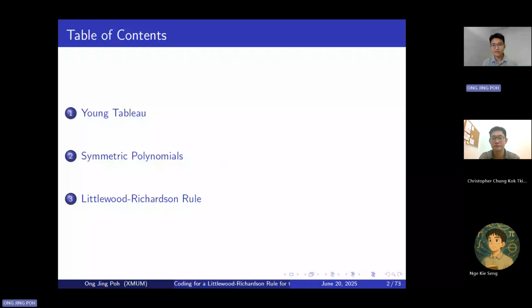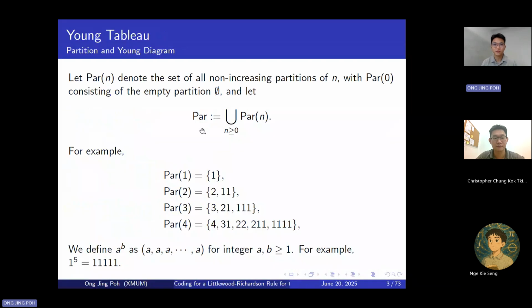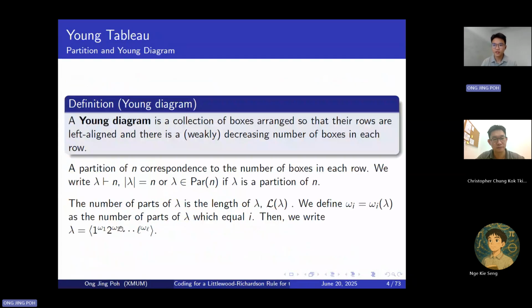And I will quickly recap some definitions that have been presented during the midterm presentation and focus on the proving and coding part. Firstly, we define part N as a set of non-decreasing partition of N and define part as the union of all part N. And next, this is the definition of Young diagram as said before. Here a new term is introduced. We can write lambda in this format for omega I to be equal to the number of parts of lambda which equal I.